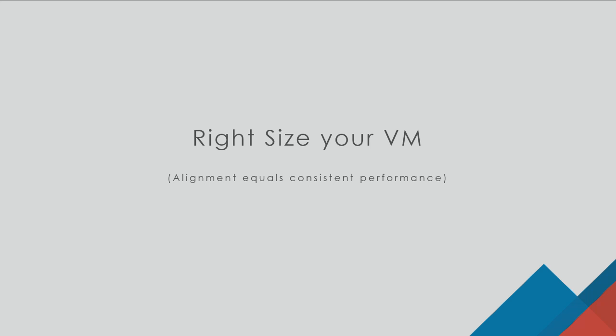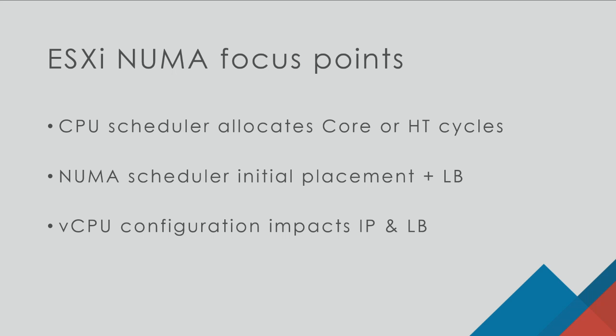So now you've got that in place. Now you need to figure out how to actually consume those resources. If you look at ESX, it's the CPU scheduler that assigns the time of the core or the HT, the hyper-threading thread. It's the NUMA scheduler that does the initial placement and the load balancing. So your vCPU configuration will impact your initial placement and load balancing, and eventually it will impact CPU scheduling.